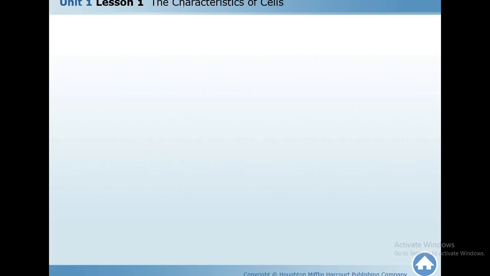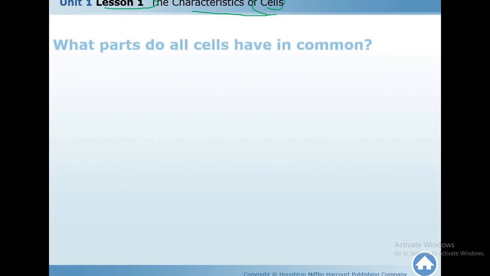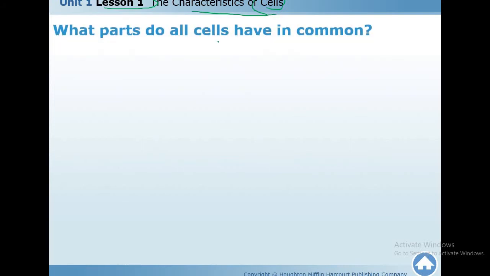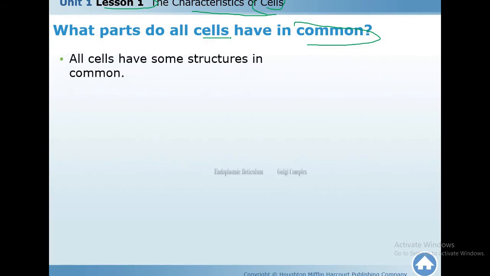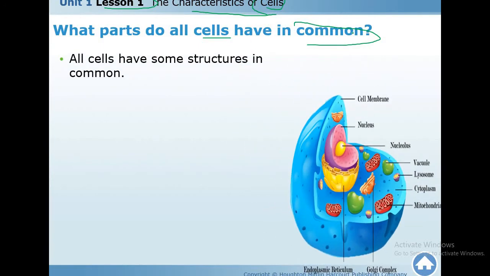Today we are going to continue lesson 1, the characteristics of cells. What parts do all cells have in common? So we should know what parts all cells have. Look here. Cell membrane is a part of the cell. All cells have some structures in common, like the cell membrane.